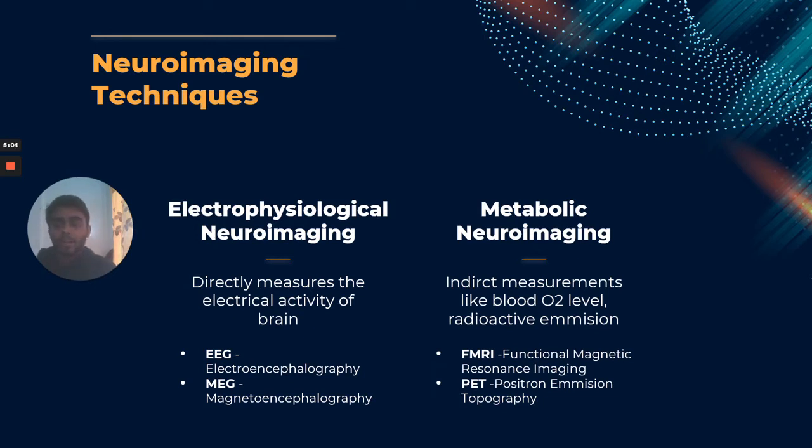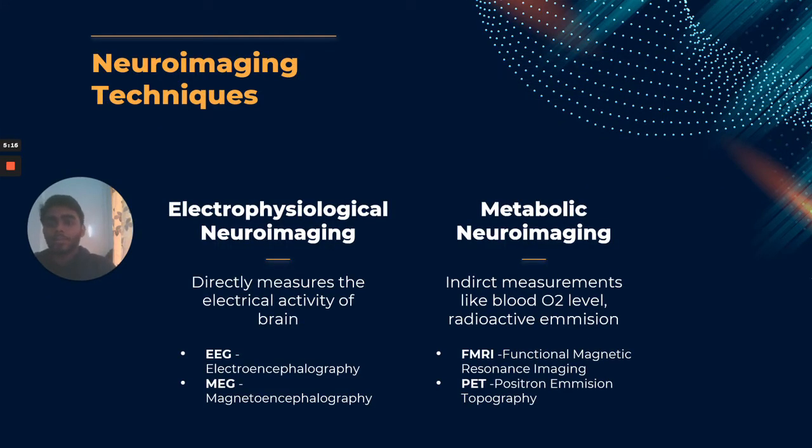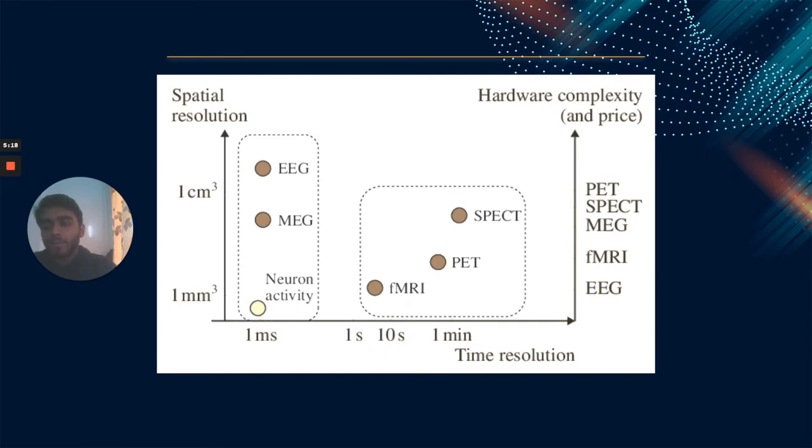fMRI basically records the magnetic movements and PET records the radioactive emissions. Moving ahead, what is the difference when we talk about these two techniques, that is electrophysiological and metabolic? In electrophysiological neuroimaging, there is better temporal resolution and worse spatial resolution as compared to metabolic neuroimaging. And when we talk about metabolic neuroimaging, it's just the reverse. It has worse temporal resolution, but it has good spatial resolution.